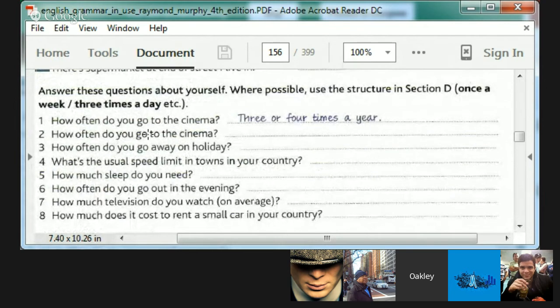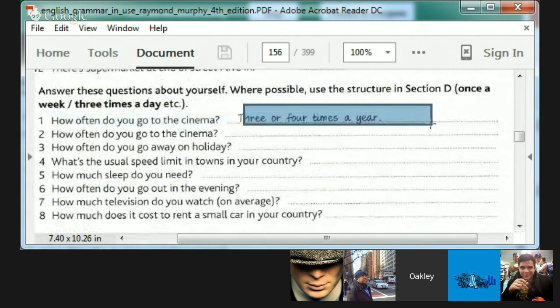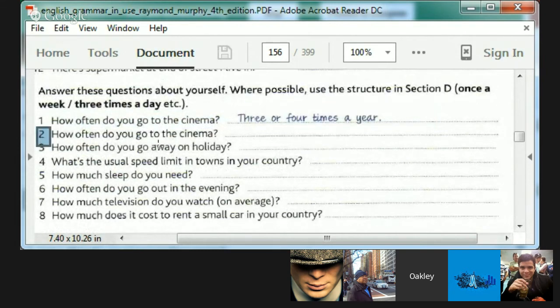Time expressing frequency. Let's just take a few minutes. I think we can do this. For example, how often do you go to the cinema? 3 or 4 times a week. Sasha, okay, same question. I'm confused. How often do you go to the cinema? Really, Sasha, how often do you go to the cinema?